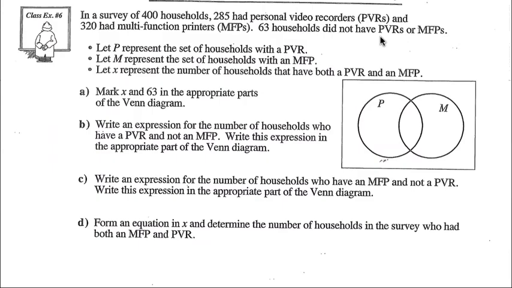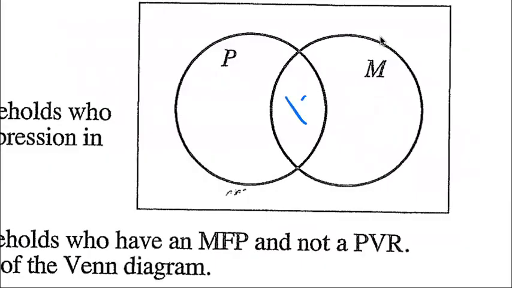63 households did not have PVRs or MFPs. Let P represent the number of households with PVRs, M represent the number of households with MFPs. Let X represent the number of households that have a PVR and an MFP. Mark X, question A, mark X and 63 in the appropriate parts. Well, X is the number of households that have both a PVR and an MFP. So X would go right in the center, has both.